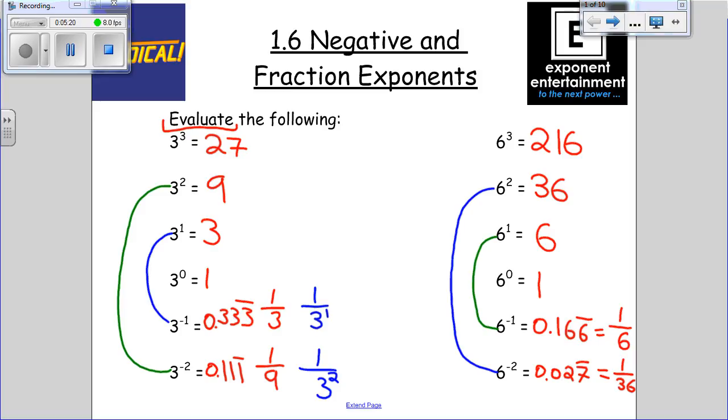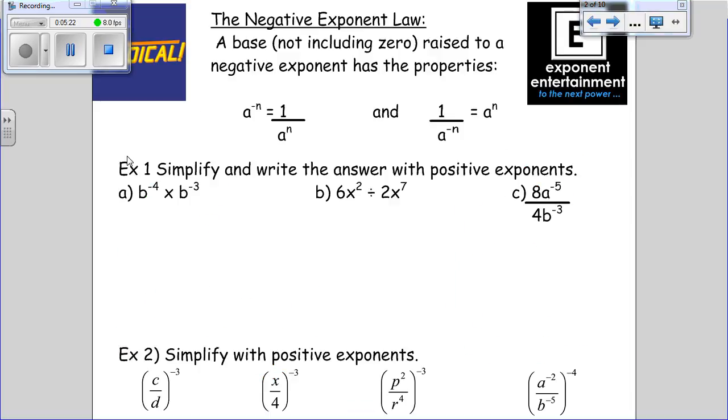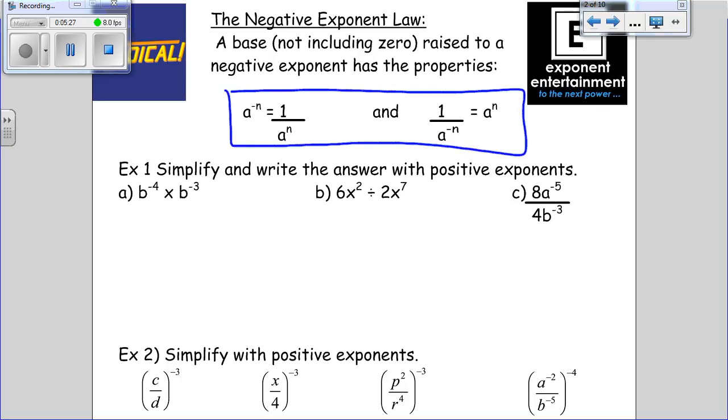We do a lot of practice with this. This right here is like your formula for your negative exponent. It says when you have something with a negative exponent, you could rewrite it as something with a positive exponent, but that something had to move to the bottom of a fraction. It works the opposite way too. So if you had a negative exponent and you're on the bottom of a fraction, you can make it a positive exponent by moving it to the top of the fraction.